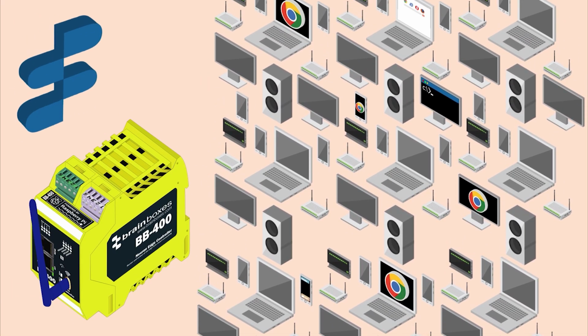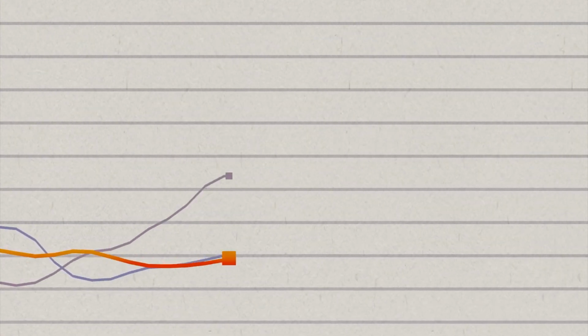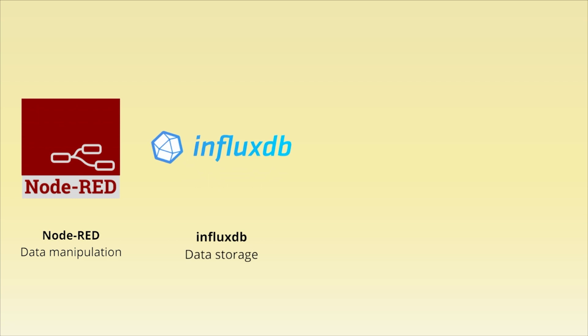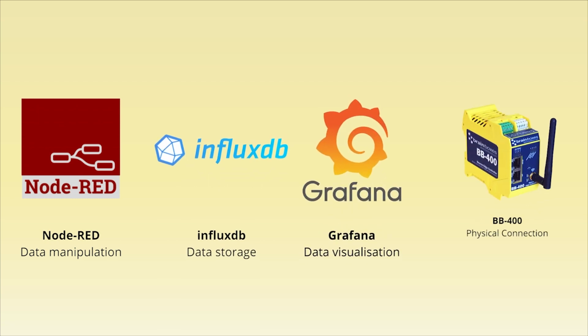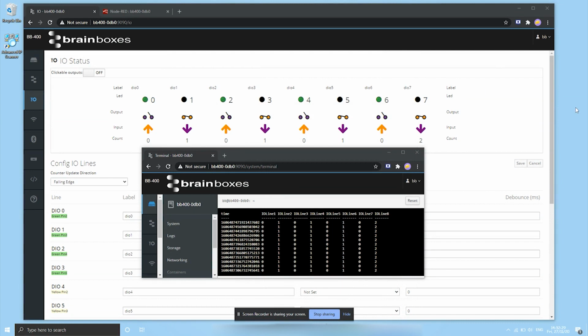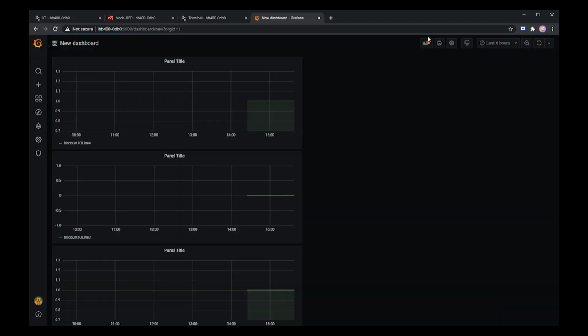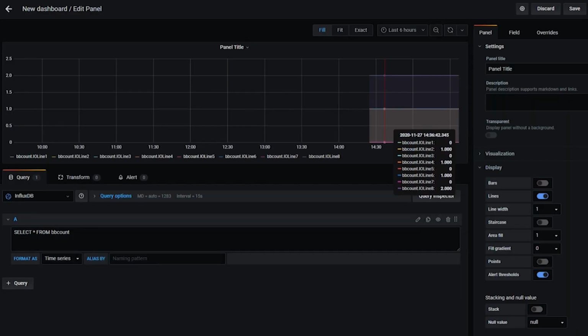Today we'll be showing you a number of tricks to get more out of your BB400 by visualizing data using Node-RED, InfluxDB, Grafana and the BB400. We'll be simulating real machine inputs like on-off and high-low by sending randomized I/O count data from the BB400 to a time series database in InfluxDB, which will allow us to create graphical visualizations of the data in Grafana in the form of charts, graphs and more.